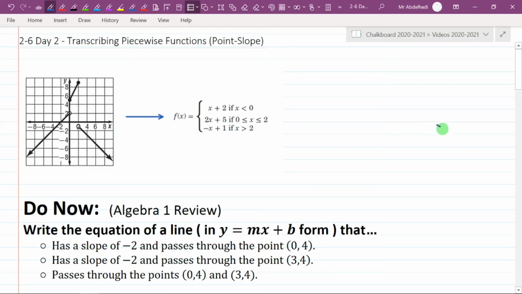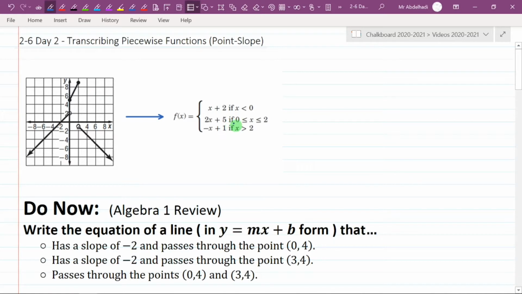Okay, welcome back. In the last video, we went over piecewise functions, and I gave you a function that looked like this, which is a piecewise function, and you had to graph it. Today, we're going to be doing the opposite. Today, I'm going to give you the graph, and you're going to transcribe it into a properly formatted piecewise function like the one over here. Okay? So we're going to be going backwards.